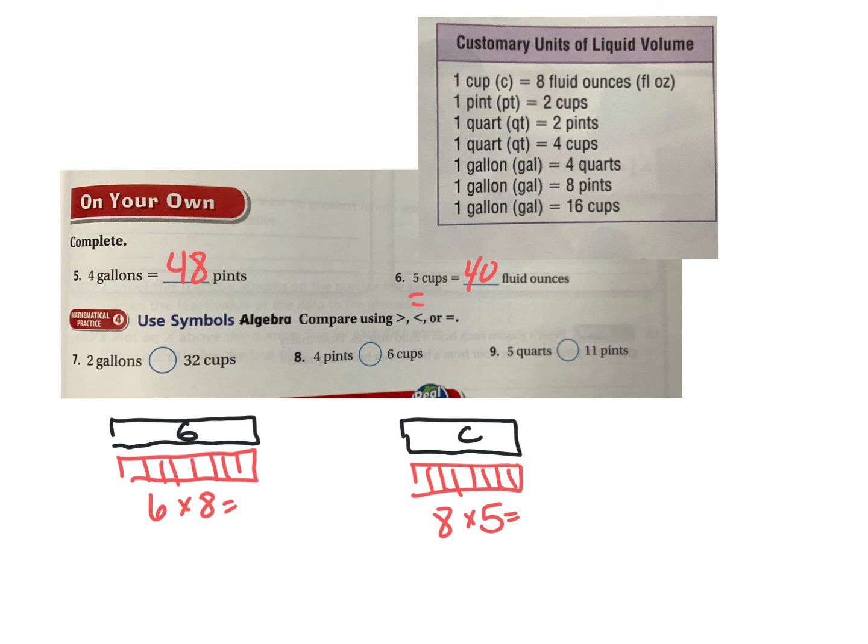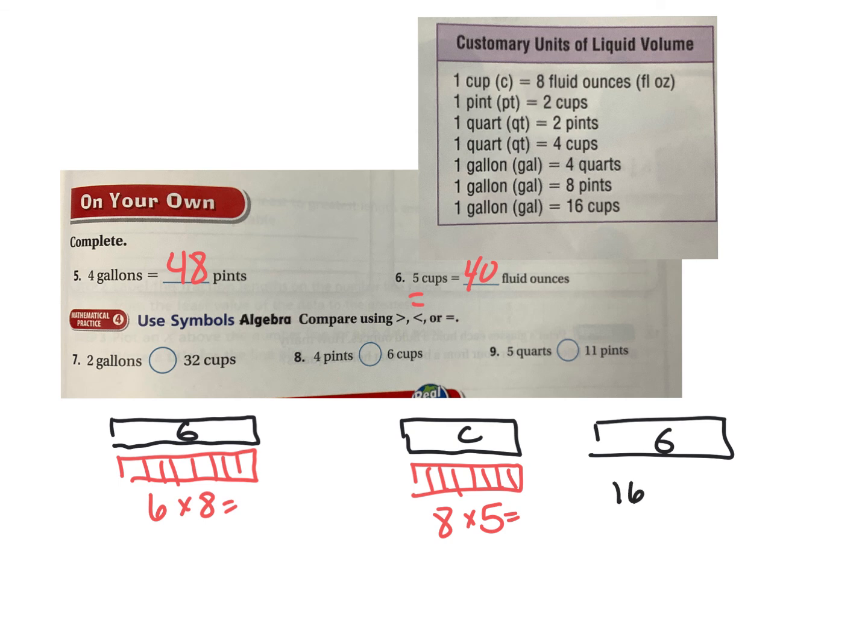Let's have a look at these ones in case you see any like this. We're comparing 2 gallons to 32 cups. Well, let's find out how many cups 2 gallons is, and then it would be easier to compare them. So it's just like having a common denominator. We want a common measurement system. It's exactly the same thing. So what is 1 gallon in terms of cups? 1 gallon is 16 cups.